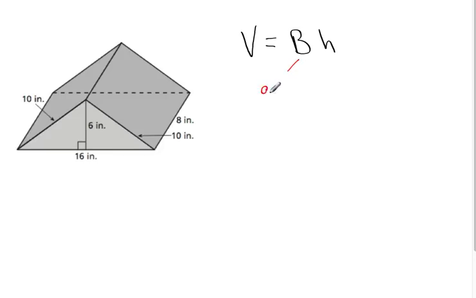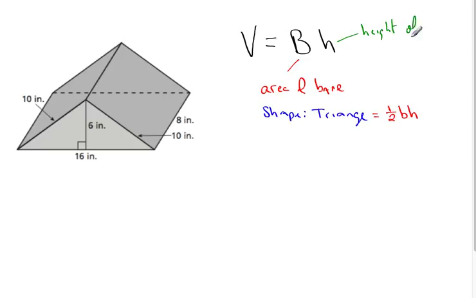So now we have the base times the height. Again, the base is the area of the base. And what shape is our base? What shape is the base? The shape is a triangle. And what is the area of a triangle? Okay. 1/2 base times height. Okay, so be careful here too, because now I'm using the word height twice. The triangle has a height of its own, and the prism has a height. So be careful that this height is the height of the prism.